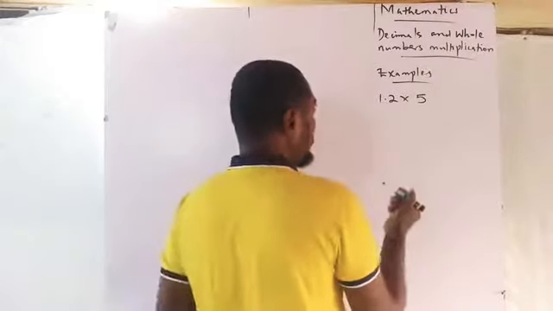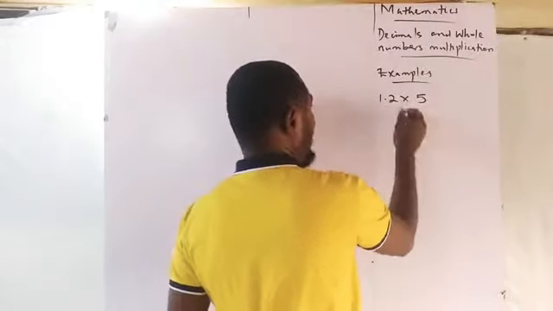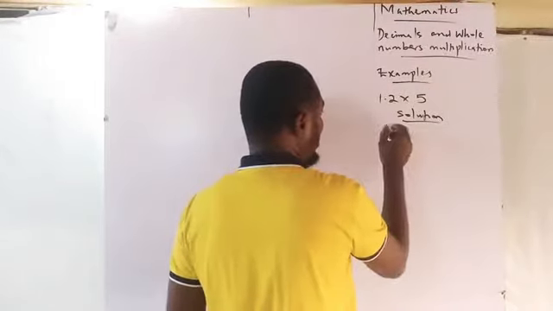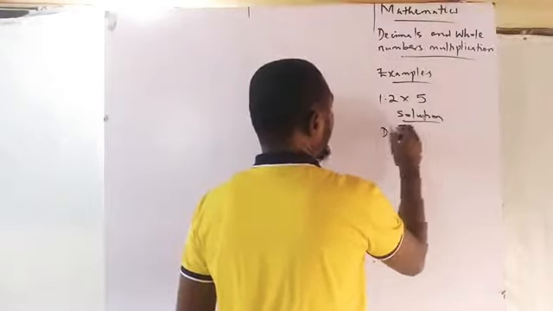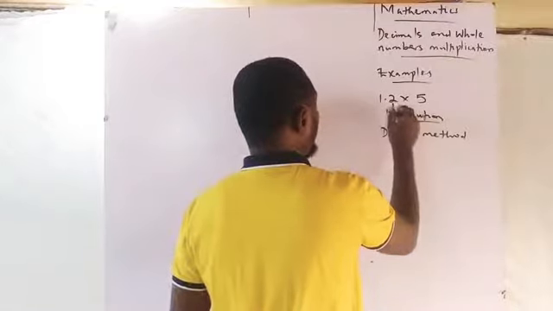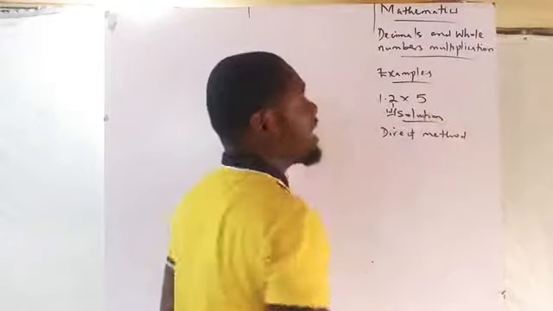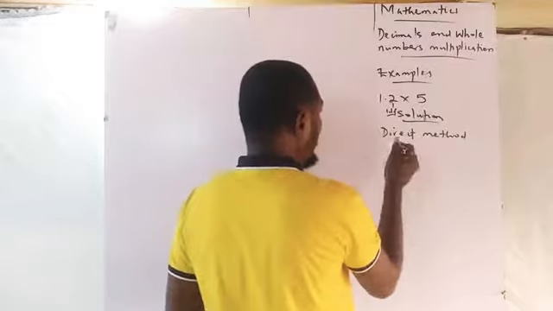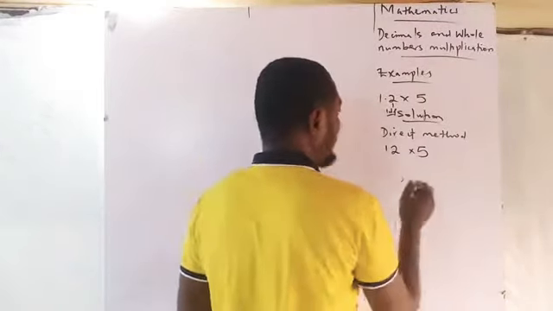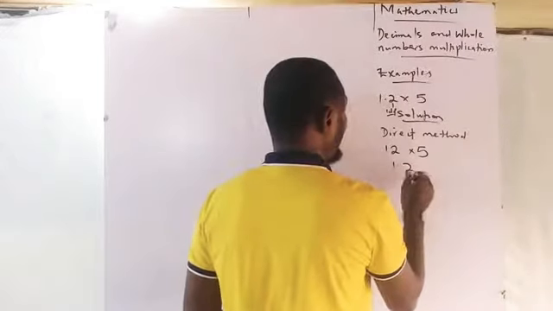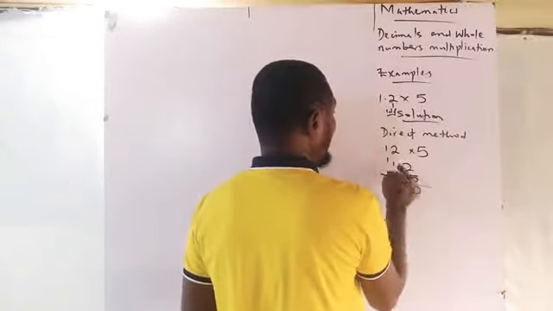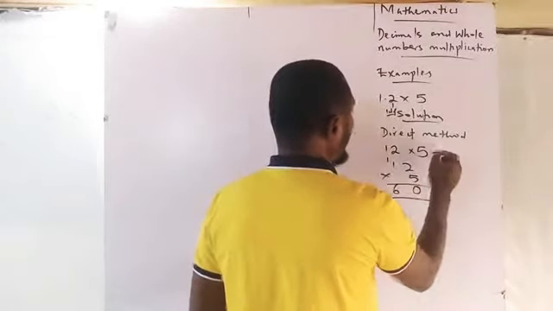The first method, multiply without the decimal point, which is the direct method. Remember, this is a one decimal place number, and this one has no decimal place. So I'm going to multiply it as 12 times 5. 5 times 2 is 10. Carry 1. 5 times 1 is 5 plus the 1, 6. So 12 times 5 is 60.